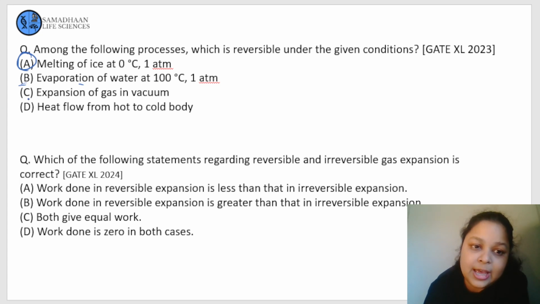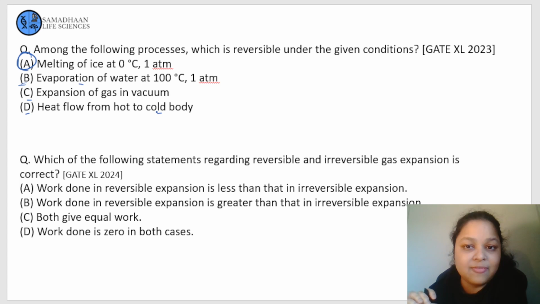And for option C, expansion of gas in vacuum, the gas is expanding freely without any external pressure. That means that is also an irreversible process. And for the last option D, heat flow from a hot to cold body, there is a definite temperature difference which acts as a finite driving force. So this is also an irreversible process. So finally the answer is A, melting of ice at 0 degree centigrade is a reversible process.